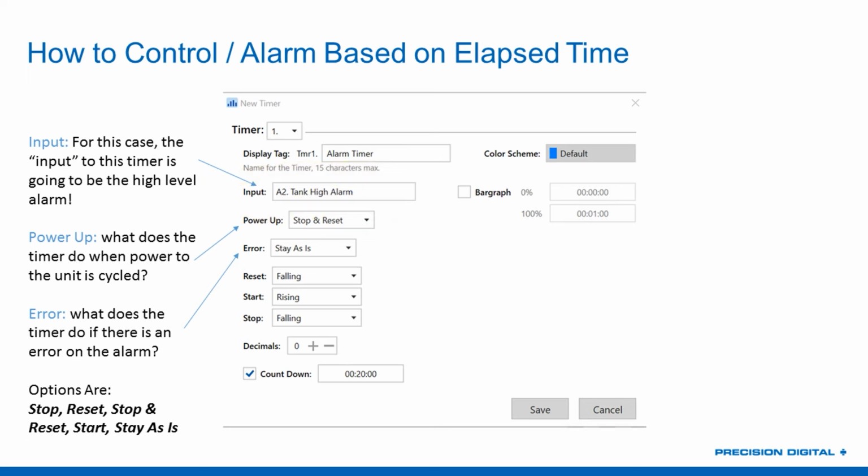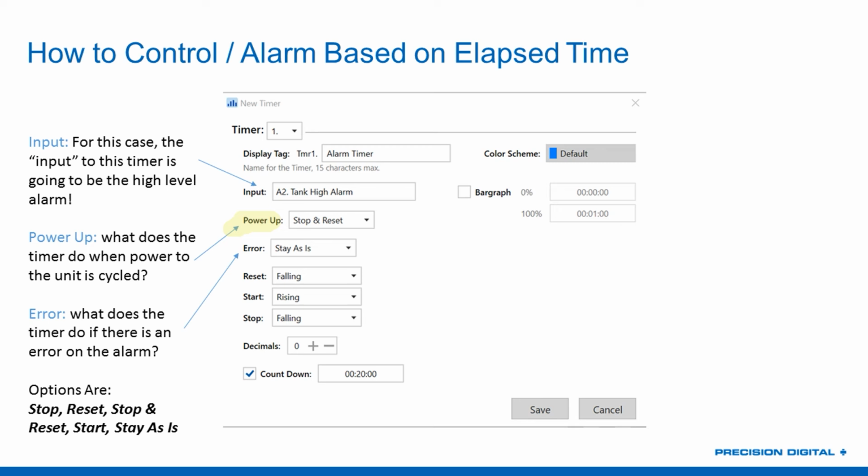The other things you have to configure here are power up. And so that basically means what happens if power cycles to the unit. Do you want that timer to just start counting? Do you want it to stop if it's in the middle of counting? And so for the most part, I usually just do stop and reset. Because if you're going to cycle the power, you're probably just going to want to start from zero. So I leave it as stop and reset.